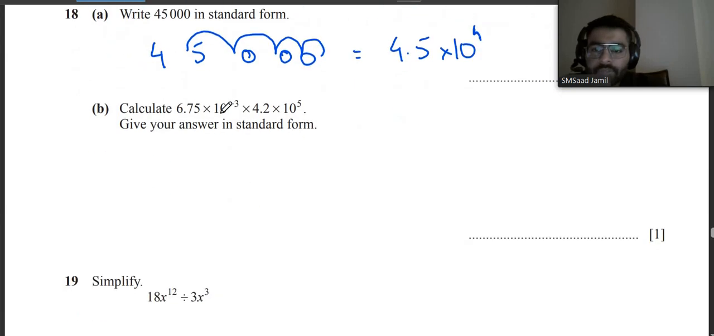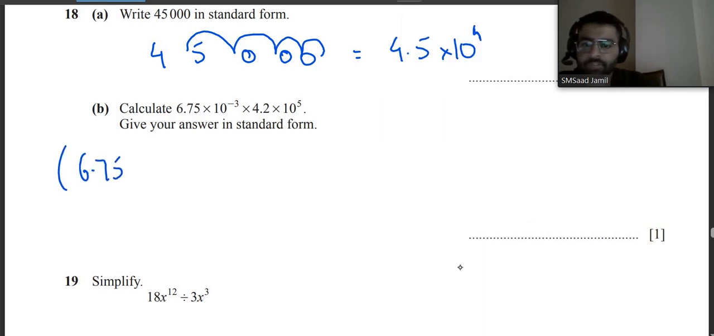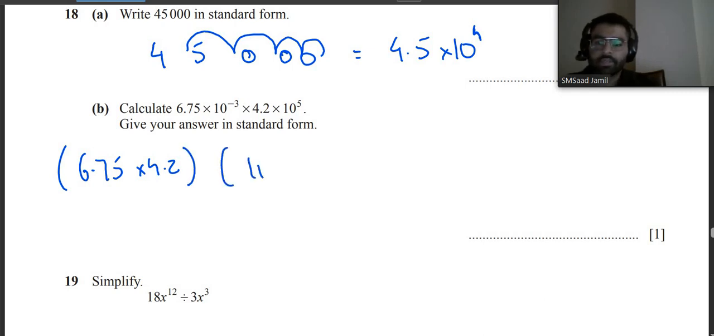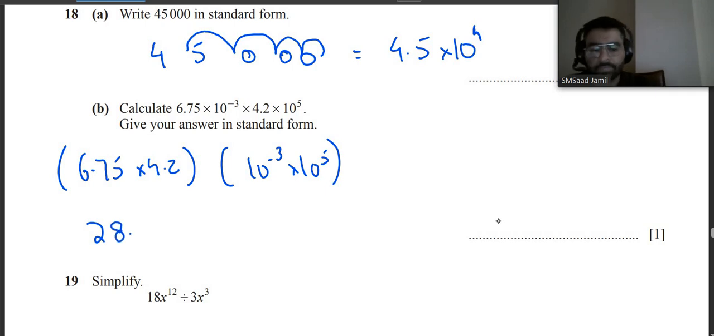Moving on to the next part, it says 6.75 multiplied by 10 raised to power negative 3, multiplied by 4.2 multiplied by 10 raised to power 5. What you guys have to do is make separate brackets: 6.75 multiplied by 4.2, and another bracket 10 raised to power negative 3 multiplied by 10 raised to power 5. What we have to do now is 6.75 multiplied by 4.2, which is 28.35. Let me check, is it 28.35? Yeah.